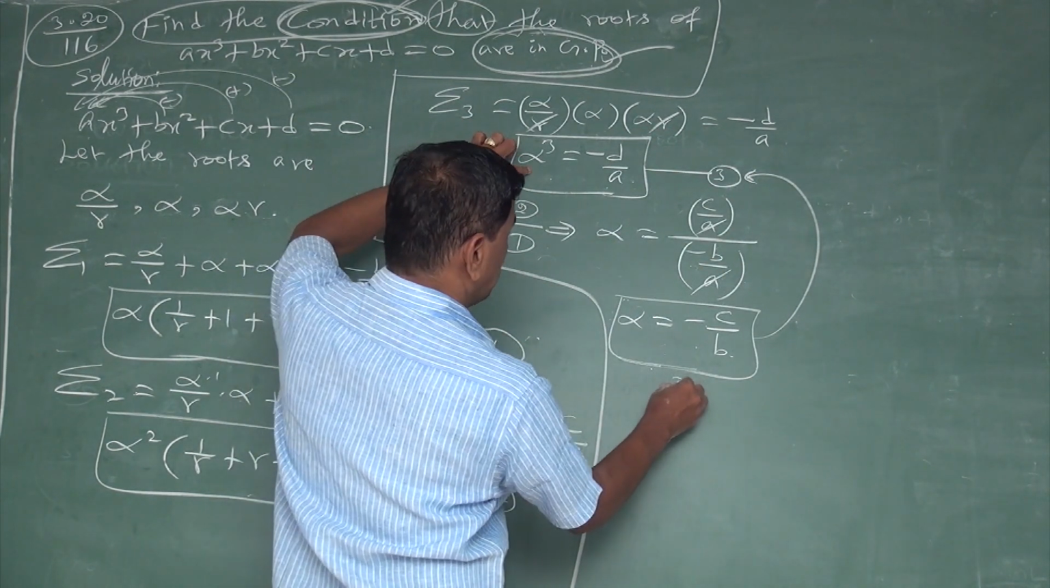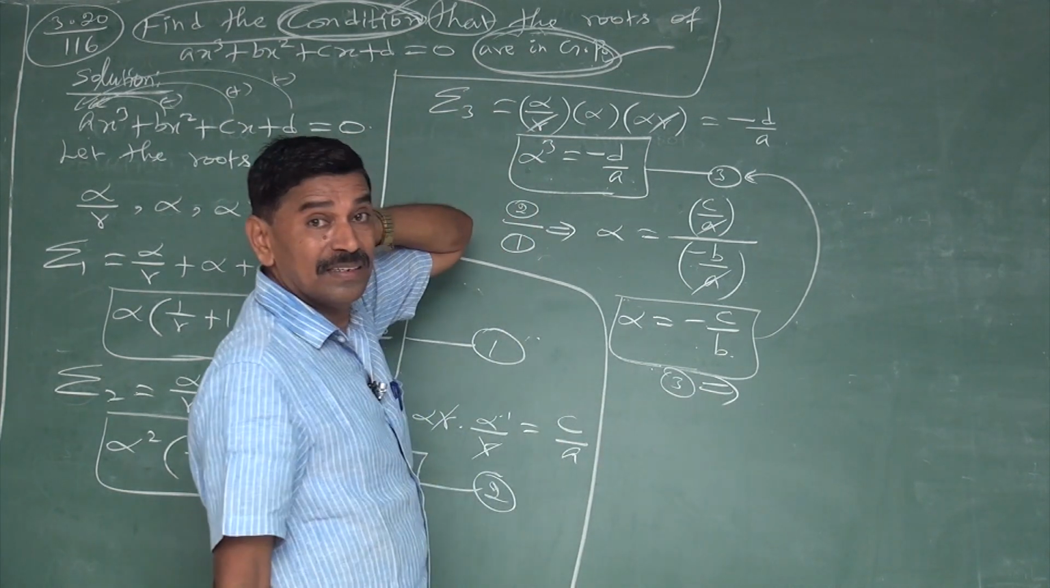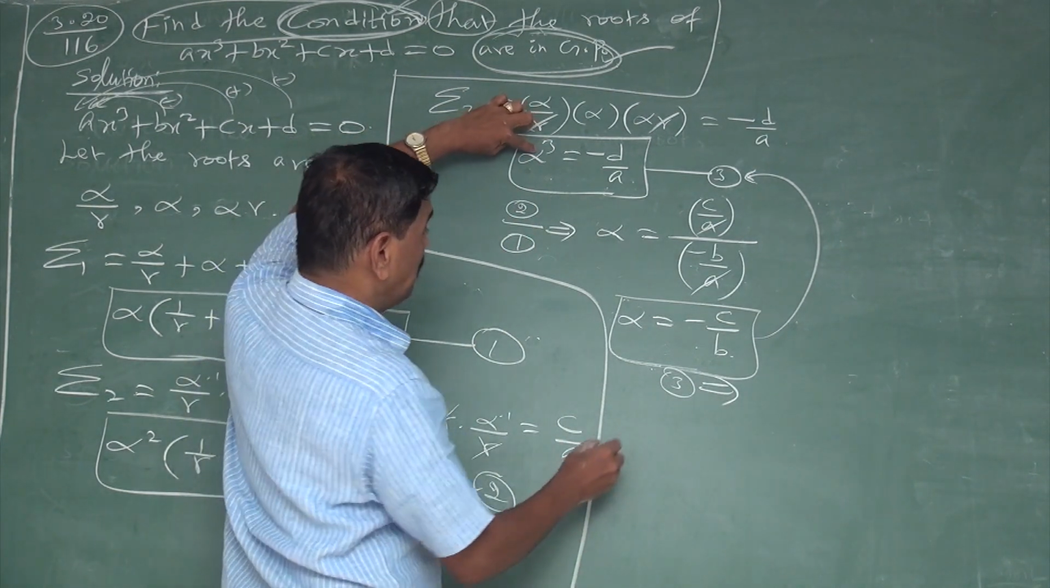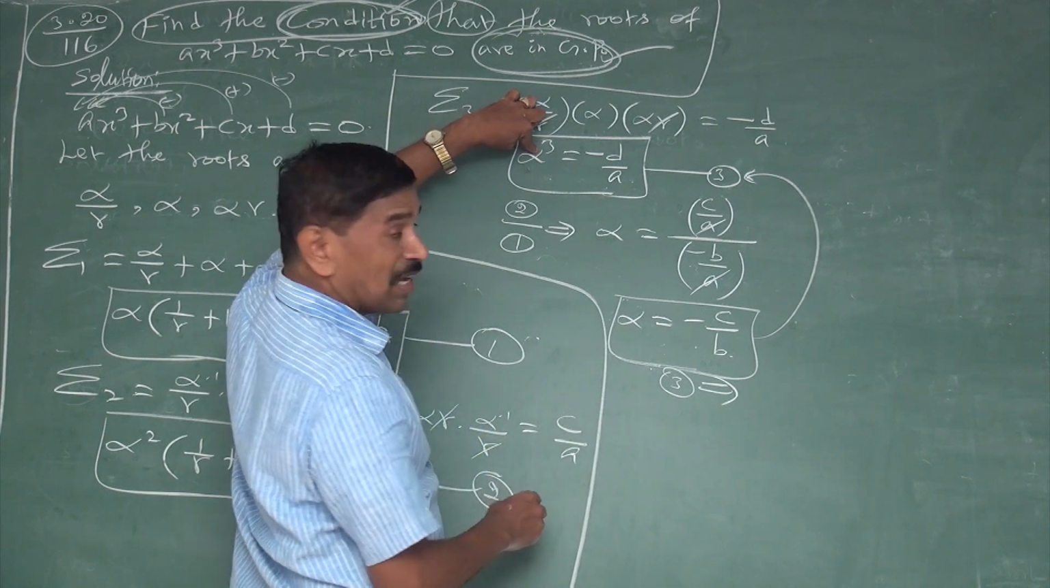Now, can you tell me what 3 becomes, please? Very good. 3 becomes, 3 becomes means alpha cube. Where, what is alpha? Base.